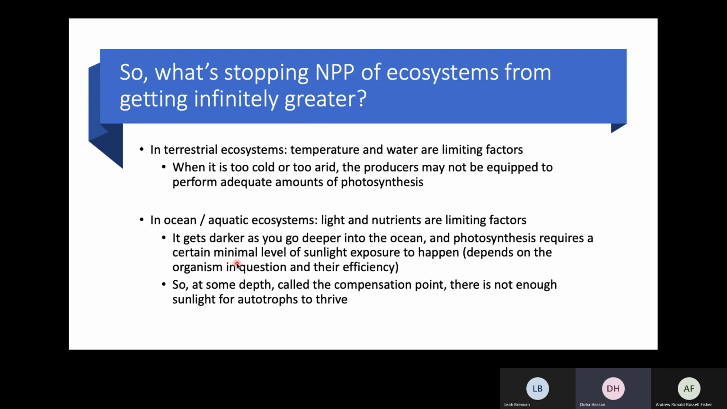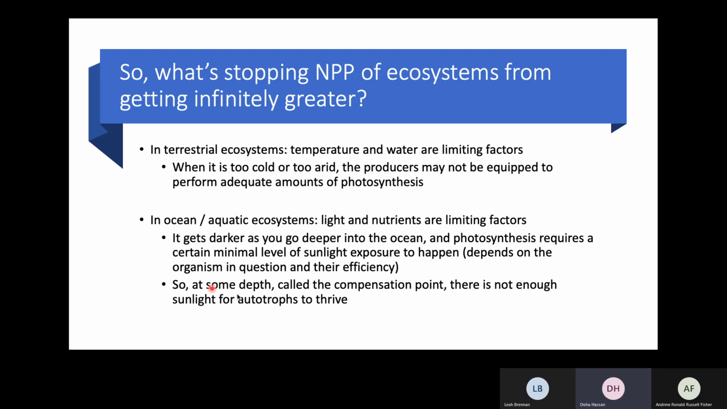So it gets darker as you go deeper in the ocean, and photosynthesis requires a certain minimal level of sunlight exposure in order for it to happen, right? So this depends on the organism in question and their efficiency of photosynthesis, which is why there's not one compensation point, which we'll talk about now. It always depends on the species that you're talking about.